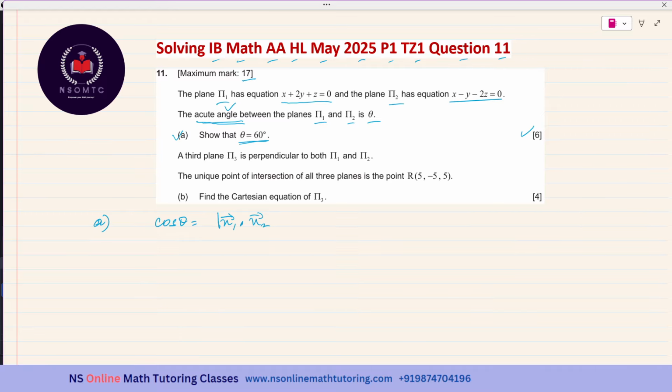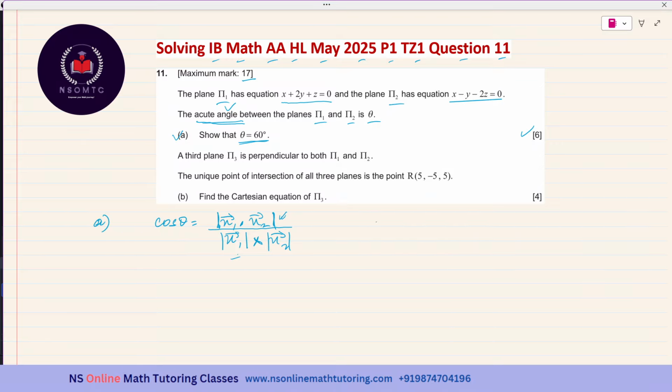So I'll be putting this absolute value notation, divided by the magnitude of n1, the normal vector to the plane pi 1, and the magnitude of n2. It doesn't matter whether I put the cross sign or the dot sign, because this will be a number and this will be another number. This is the multiplication of these two magnitudes. I have put the absolute value notation around this dot product just to ensure that the theta value I get will be an acute angle.